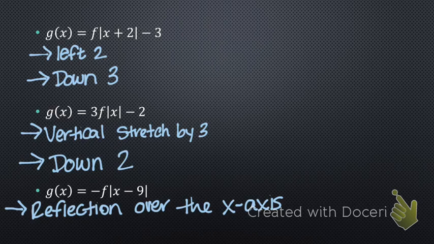Okay. Then we have x minus 9. Let me write a little bit higher. We have x minus 9 in the absolute value bars. So that minus 9 is going to move us to the right 9.